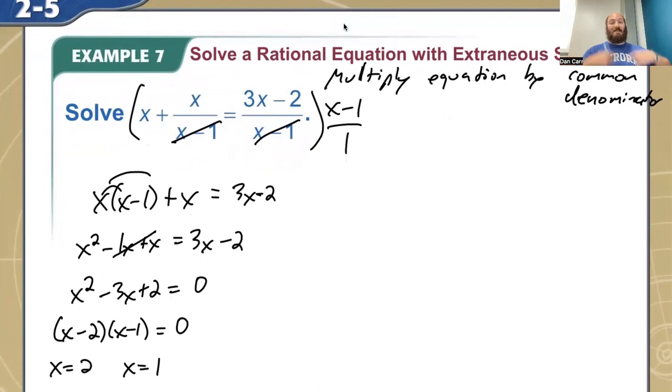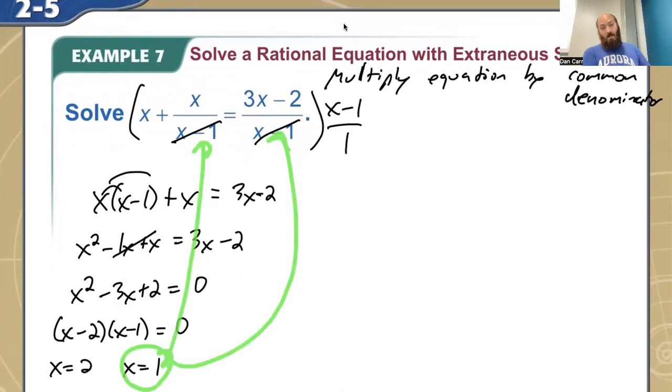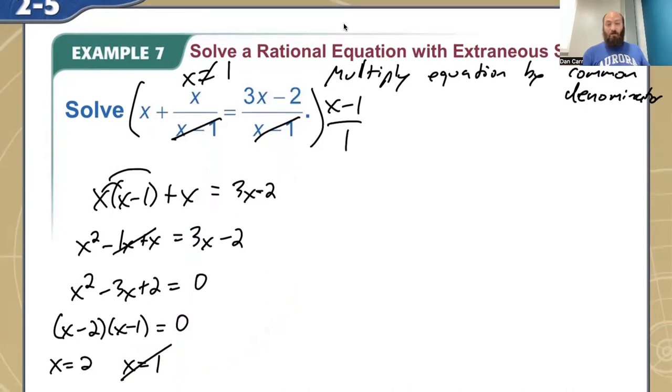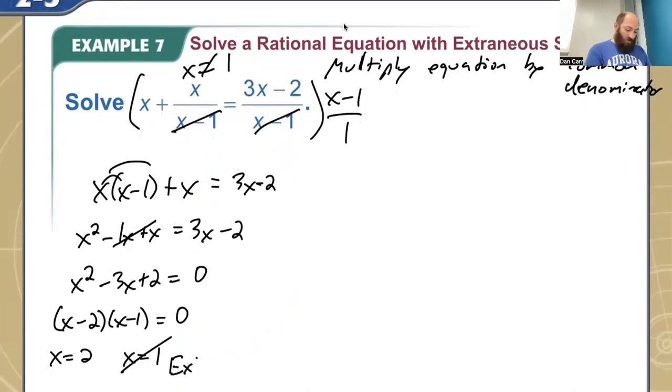I'm done, right? Except for one thing. This positive 1 will not go back into the original equation. If I try to plug it in, it would not work. So with this original equation, it's helpful to look at it as my first step: what can x not equal? And that's a positive 1. So because I solved it out and got x equals 1, that's extraneous. Okay, so that one's extraneous. So my only answer here is actually x equals 2.